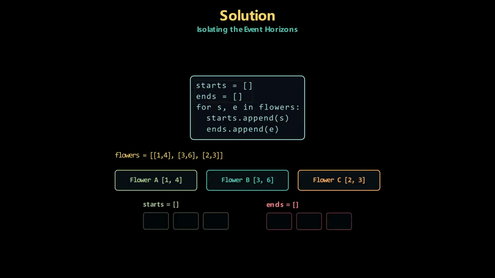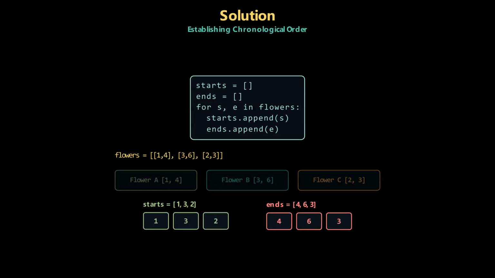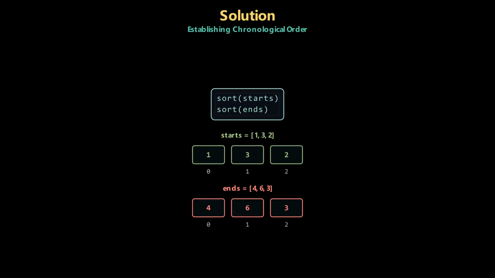We begin by decomposing our flower intervals. We loop through the input array and extract every start day into a dedicated starts list, and every end day into an independent ends list. We completely decouple the timelines. Next, we sort both lists independently in ascending order. This chronological layout is crucial. It transforms our random event days into structured timelines that we can query with binary search.